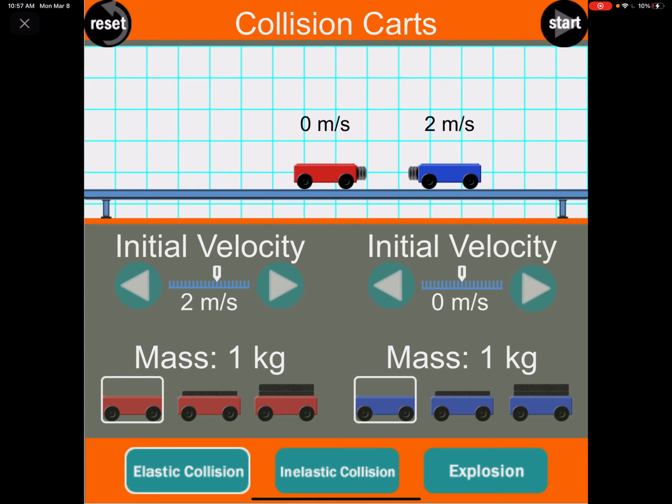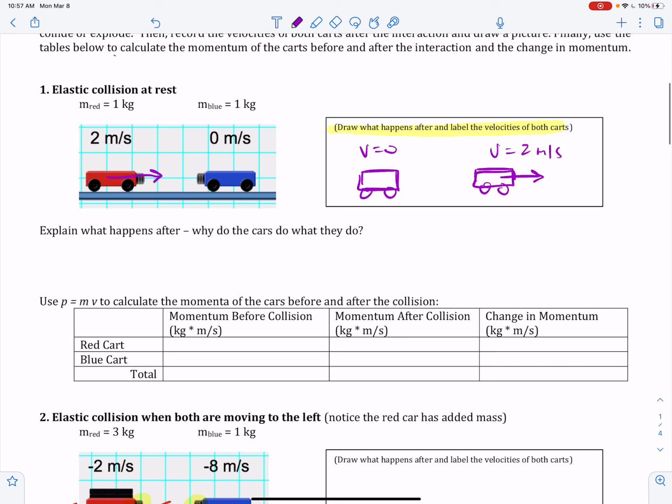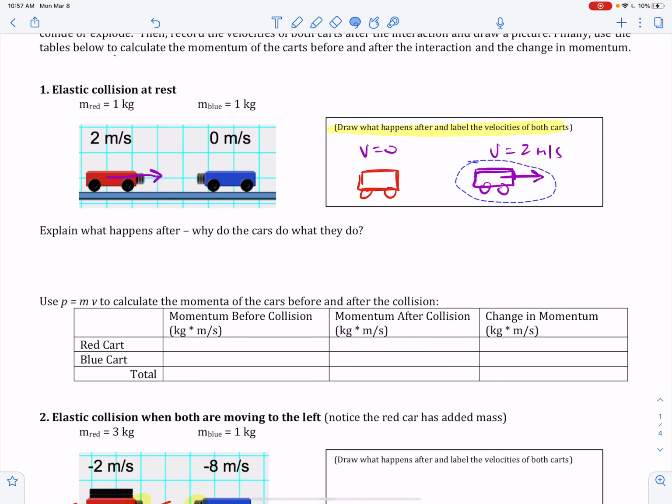So after, we can see that the red car came to rest and the blue car moved to the right at 2 meters per second. So that's what I'm going to draw here. So the red car after comes to rest, its velocity is 0, and the blue car moves at 2 meters per second. And I might as well color code it, right, to make it just a little bit more obvious. So there's our red car, here's our blue car.